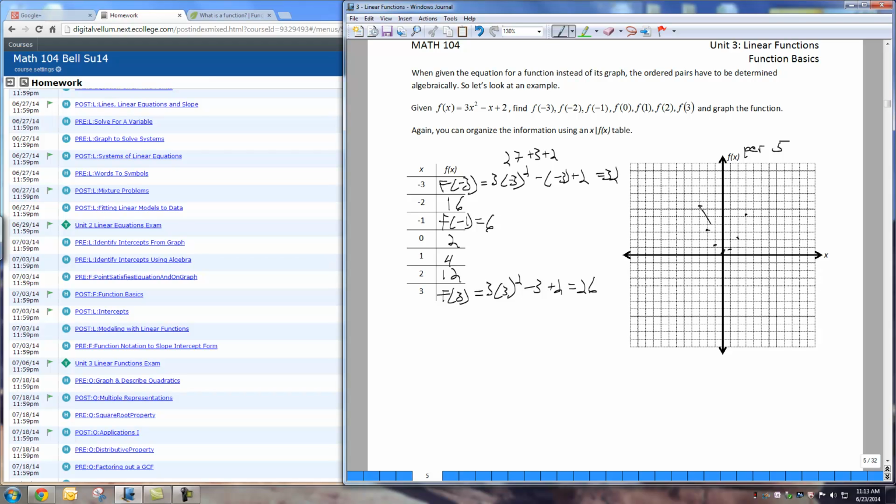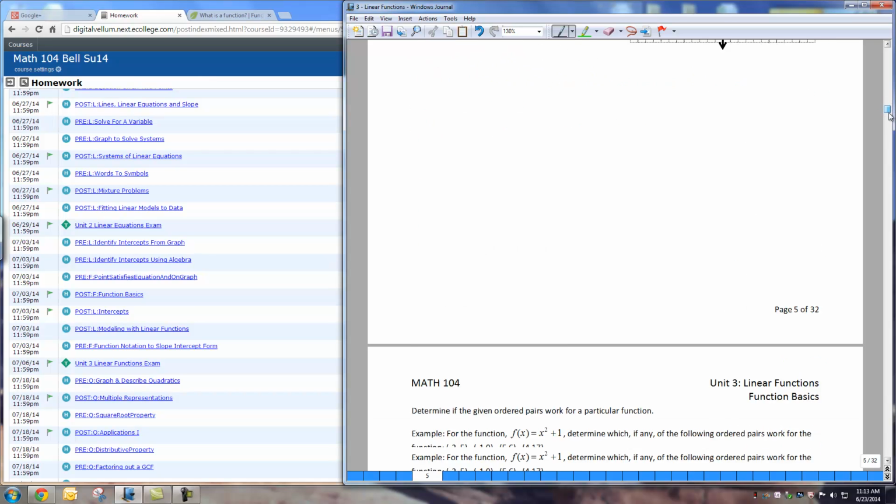Or maybe even 1 and 2. We don't know for sure, but we can still come up with some vague description of what the graph looks like. Okay.